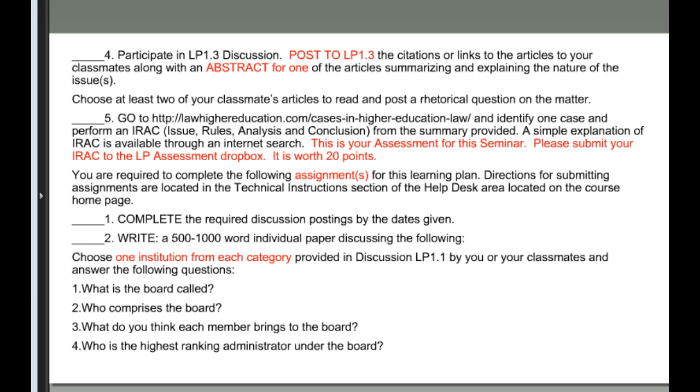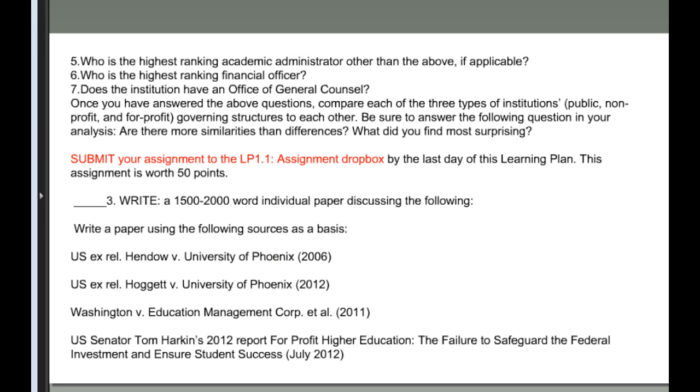So for each one of those, you're going to do what's the board called, who comprises the board, what do you think each member brings to the board, who's the highest ranking administrator under the board. And it is completely fine with me if you make a chart. You can do this in chart form. It's going to be a lot easier. Just make a chart, put your institution, and chart out your answers. Who's the highest ranking academic administrator? Who's the highest ranking financial officer? Do they have an office of general counsel?